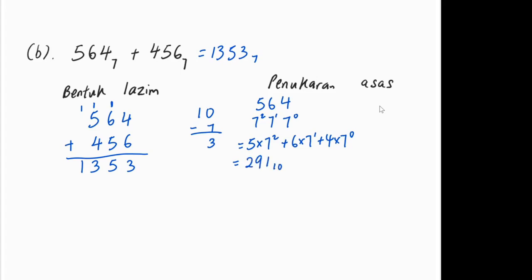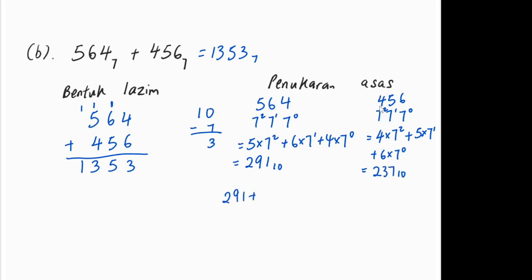Dan kita akan ulang proses yang sama untuk 456. Iaitu 7 kuasa sifar, 7 kuasa 1, 7 kuasa 2. Jadi ini akan dapat 4 darab 7 kuasa 2, tambah dengan 5 darab dengan 7 kuasa 1, dan tambah dengan 6 darab dengan 7 kuasa sifar. Jadi tekan kalkulator, kita akan dapat 237 asas 10. Jadi kita tambahkan dua nombor ini.